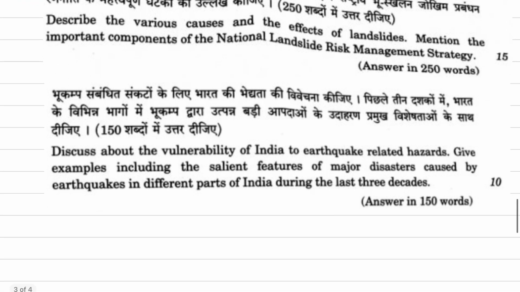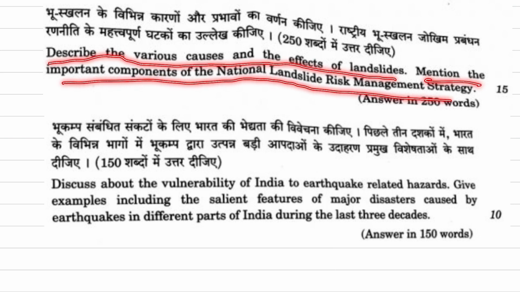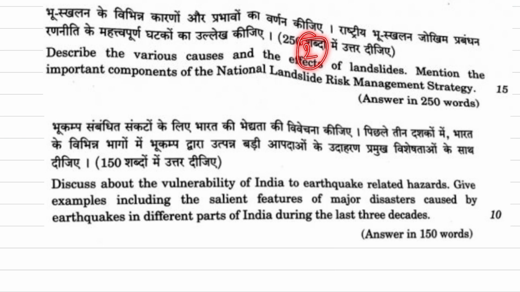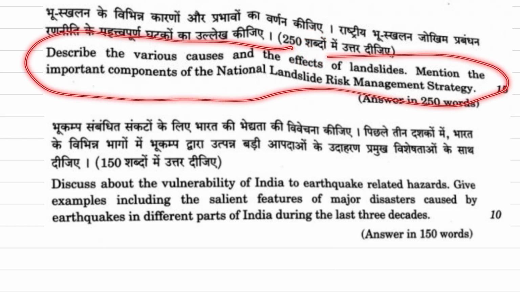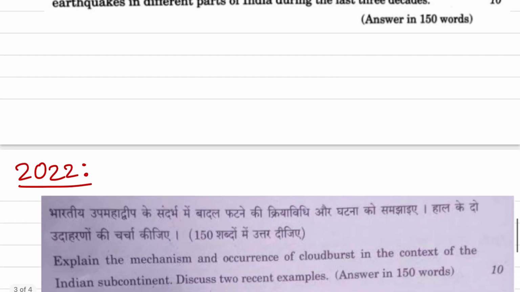In 2021, there were 2 questions. First, describe the various causes and the effects of landslides. Mention the important components of National Landslide Risk Management Strategy. Again, for 2 marks, and we have already seen a similar question in the past also. So this we can say is the repetition of the previous question. Now, the second question was, discuss the vulnerability of India to earthquake related hazards. Give examples including the salient features of major disasters caused by earthquakes in different parts of India during the last 3 decades. Now, again, a disaster specific question.